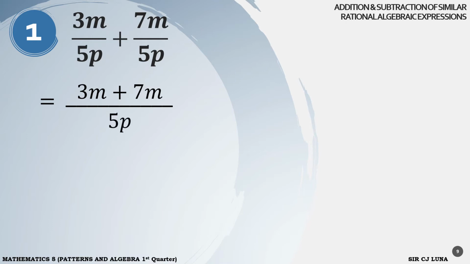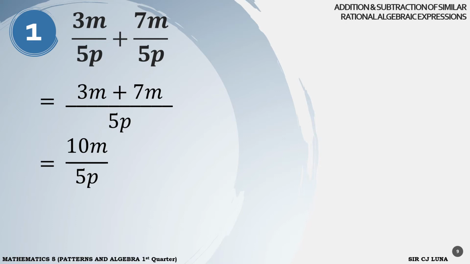So what is 3m plus 7m? Remember, when you are adding terms, you just add their numerical coefficients and then just copy the literal coefficient. So 3m plus 7m is equal to 10m over 5p. But this is not yet our final answer because we can still simplify 10m over 5p. How are we going to do that?